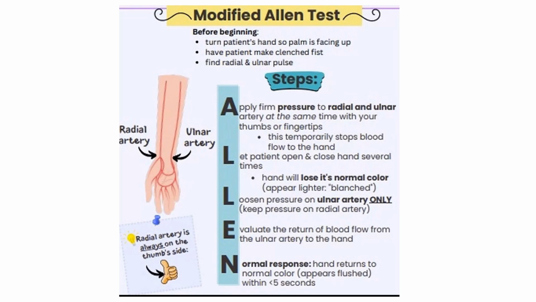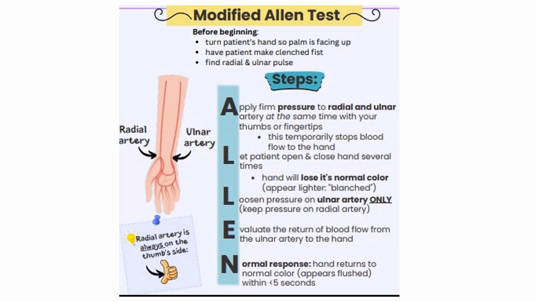So what you do is you first turn the patient's palm to facing up, have the patient make a clenched fist, find the radial and ulnar pulse. So you're going to go ahead and find that. Apply pressure to the radial and ulnar artery at the same time with your thumb or fingertips. Let the patient open and close several times.